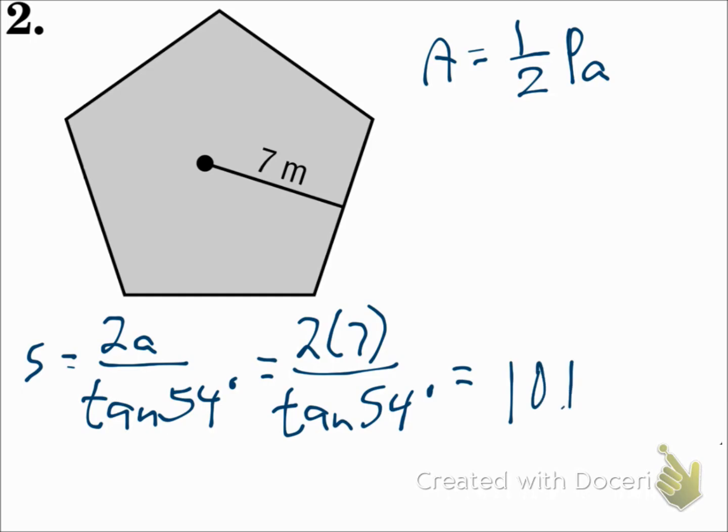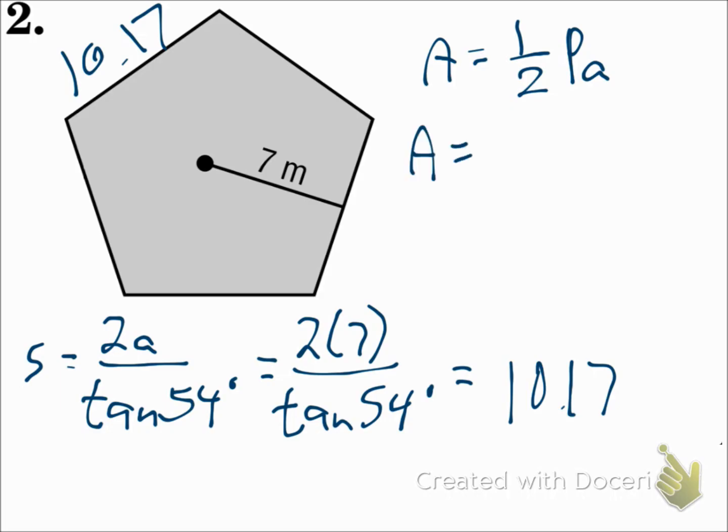is about 10.17. So if one side is 10.17, multiply by 5 to get about 50.85 for the perimeter.